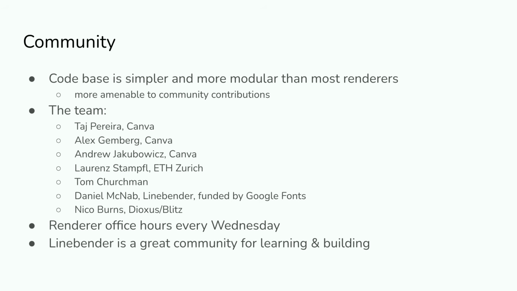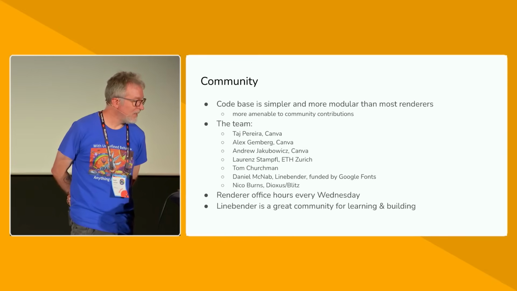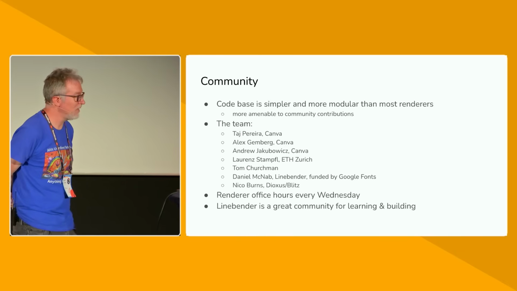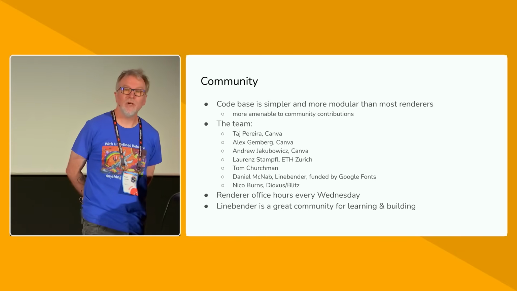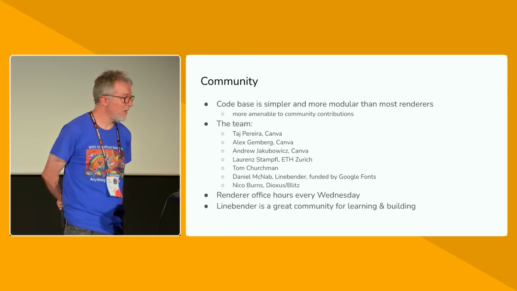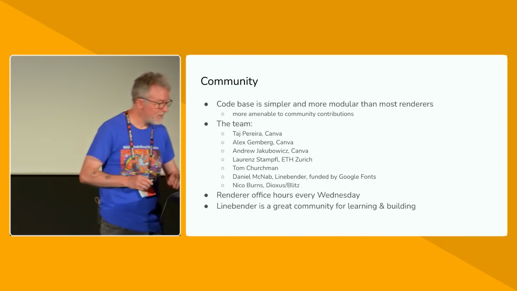In addition, Lorenz Stampfel from ETH Zurich is doing his master's degree on the CPU version, basically exploring how far we can get on the speed up of the CPU version. And then Tom Churchman has been working independently. Daniel is funded by Google Fonts, part of the Linebender organization. And Nico Burns, who's also here, is on the Blitz project, which is part of Dioxus and driving a lot of the Blitz use cases.